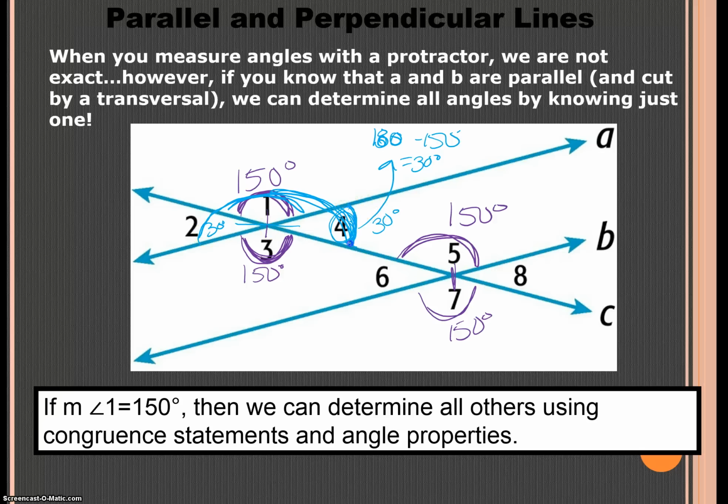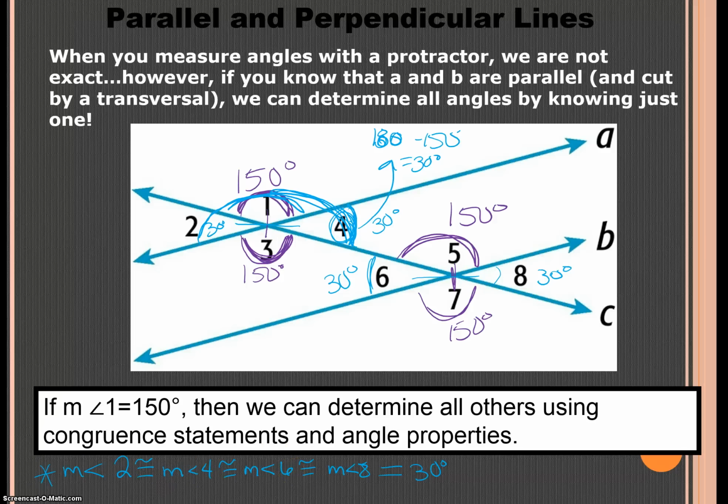If this is an interior angle, alternate interiors are congruent, so this one's 30 degrees as well. Its vertical angle is also 30 degrees. So it ends up being all acute and all obtuse angles are congruent. Take a look at the bottom of the screen. I just wrote a little congruent statement for the acute angles. Measure of angle 2 is congruent to 4, congruent to 6, congruent to 8, and they're all 30.